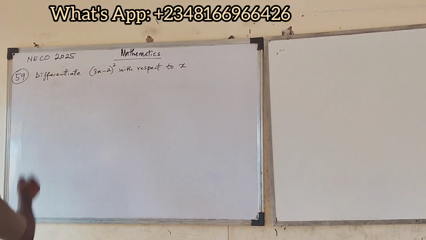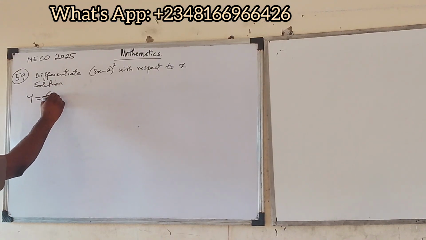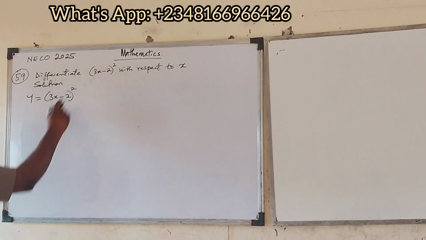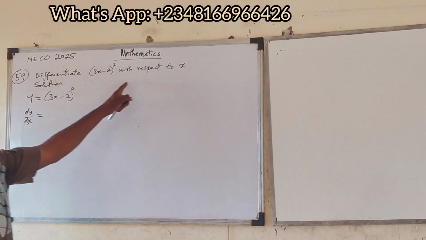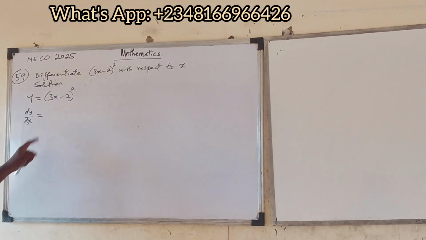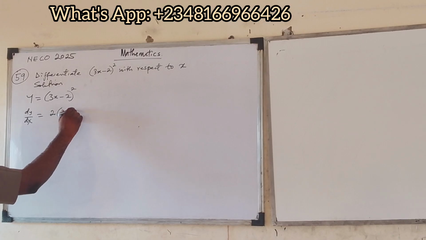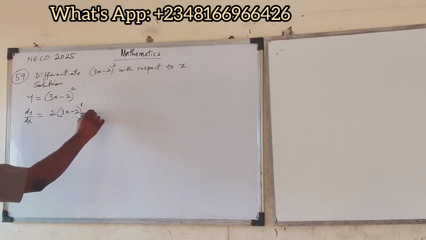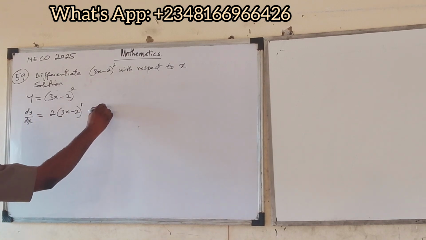So solution. Here we have y is equal to (3x - 2)^2. In this case, dy over dx, because here they say we should differentiate with respect to x, will just be, you differentiate this, that is 2(3x - 2)^1. Then you multiply it by the derivative of the function that is inside. And when you differentiate 3x - 2, it gives you 3.